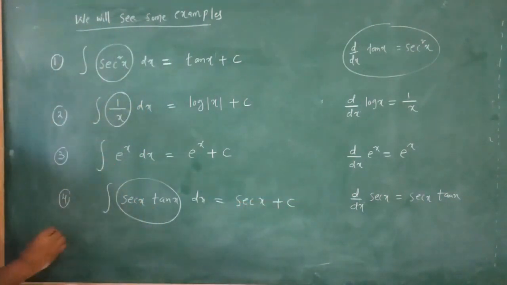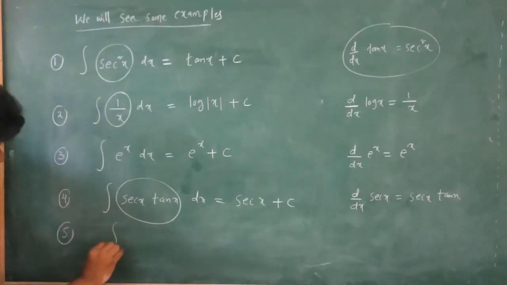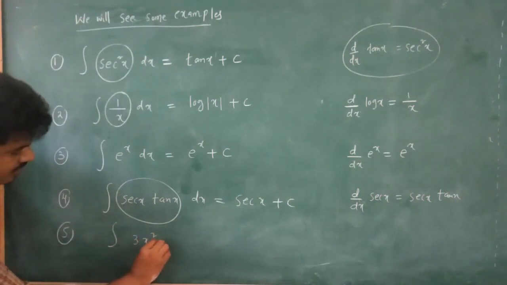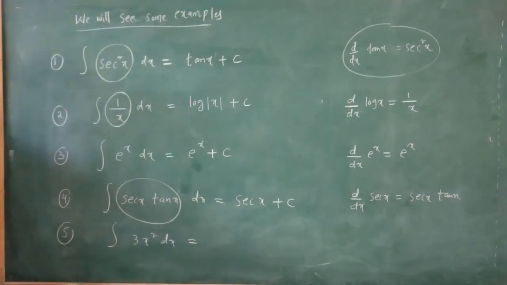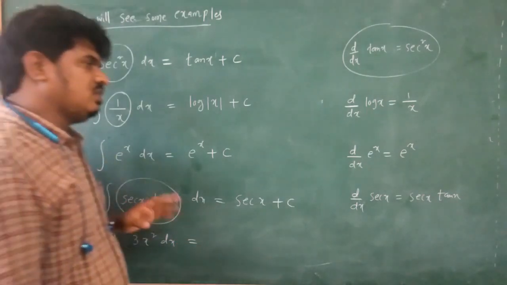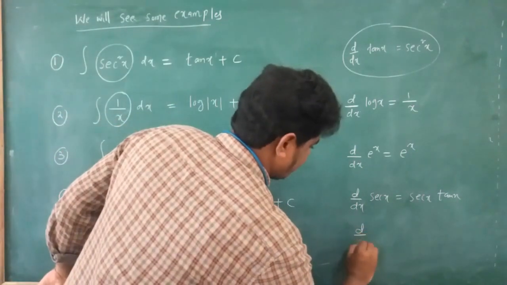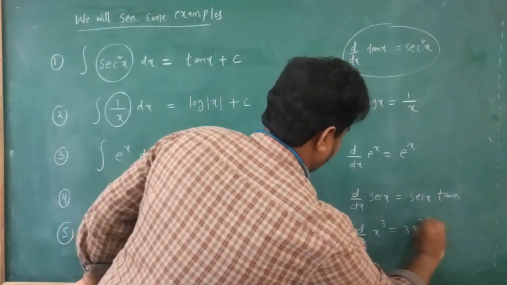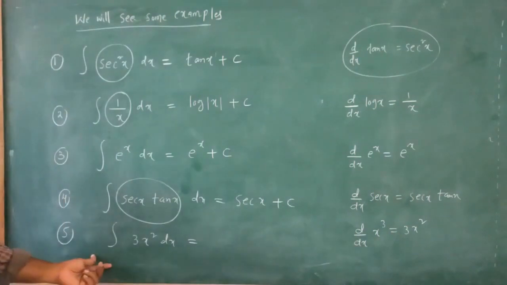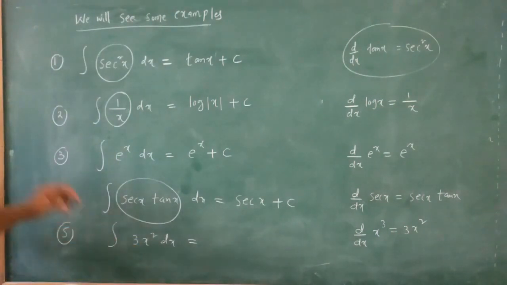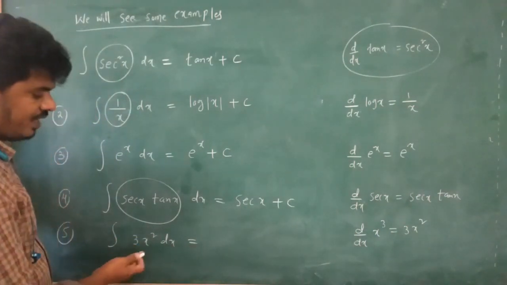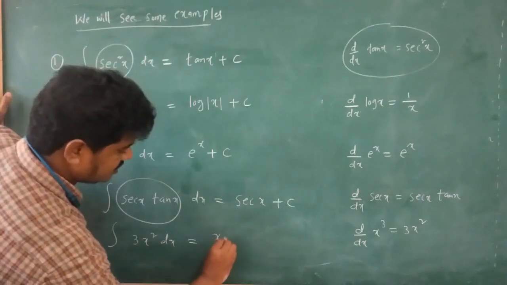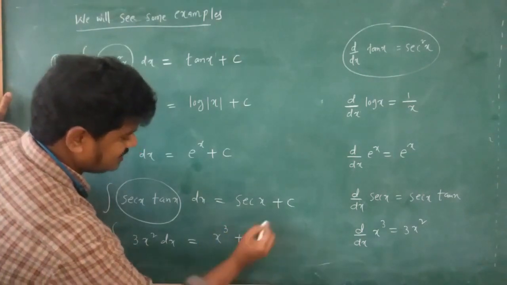Last one: what is the integral of 3x square dx? Here already you know that the derivative of x cube is 3x square. So the integral of 3x square dx will be x cube plus c.